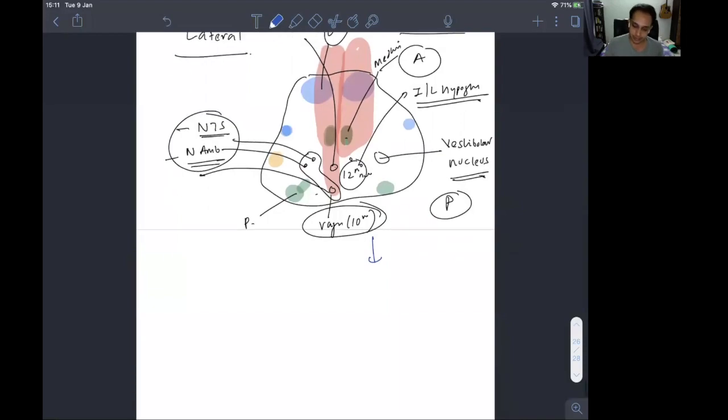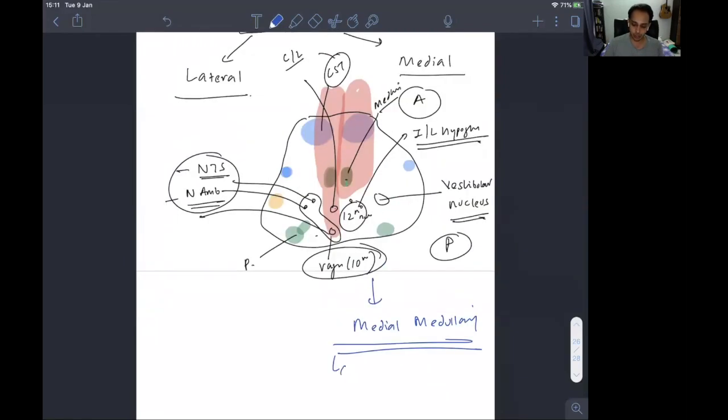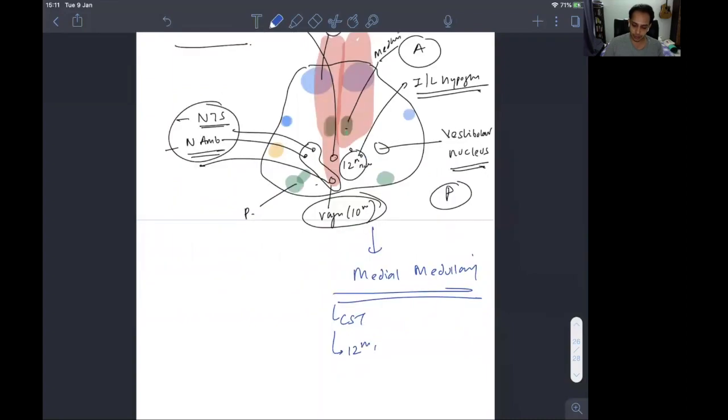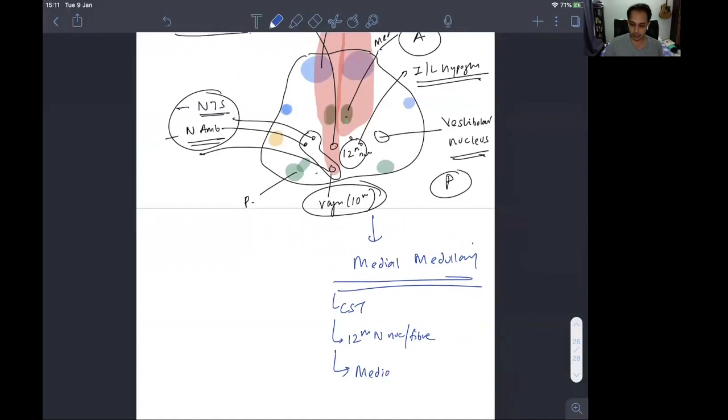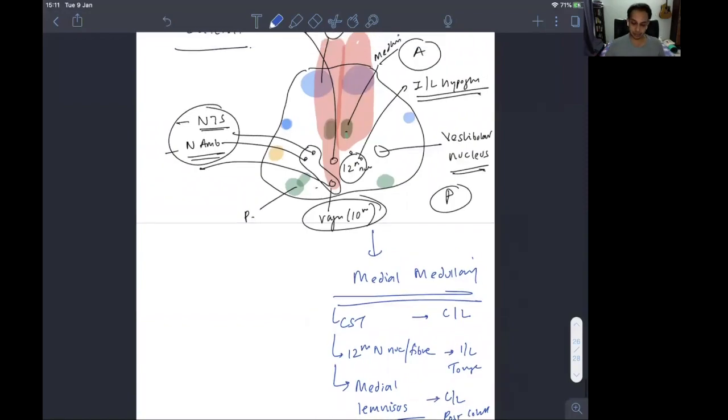Okay, so let's just revise. In your medial medullary strokes, the involved structures are the corticospinal tract, your 12th nerve nucleus or the 12th nerve fiber, and your medial lemniscus. So you can have contralateral hemiparesis, ipsilateral tongue involvement, and contralateral posterior column involvement. All right, now that was the easy part. The medial medullary syndrome was the easy part. This is also known as Dejerine syndrome.